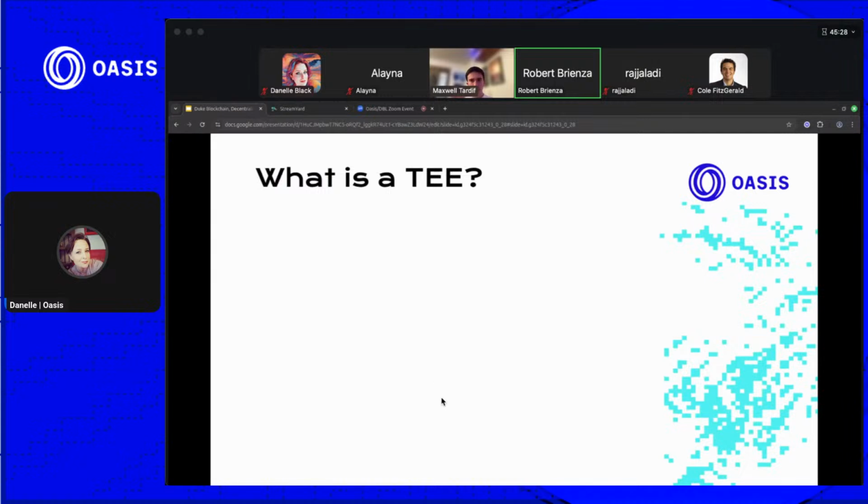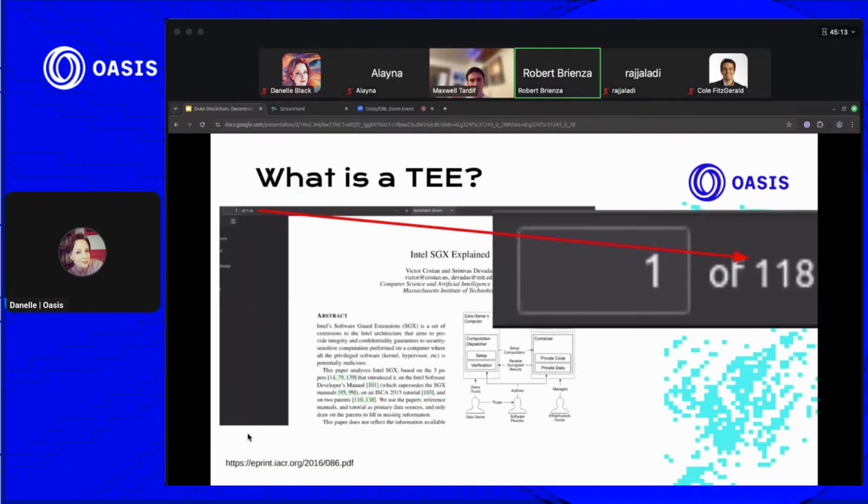One of the ways that you can achieve it is through the use of what's called TEE. And this is what OASIS focuses on. So first of all, TEE is an acronym, stands for Trusted Execution Environment. Okay, but what does that mean? Well, it's pretty complicated, actually.